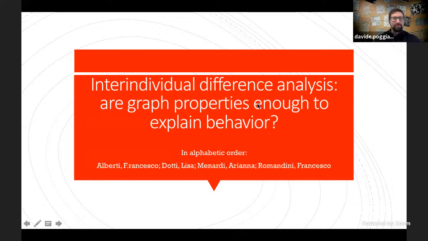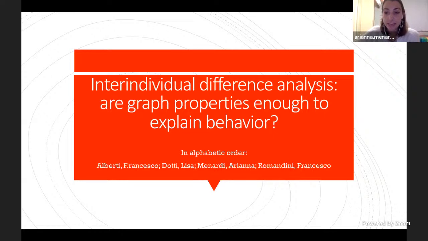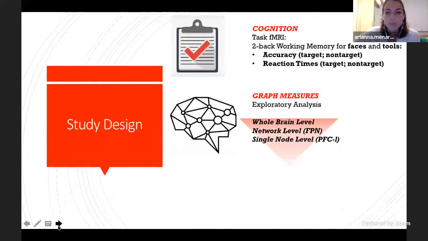So my group focused on the decorrelation between graph theory measures and behavior from the ACP dataset. In particular, what we did was to extract measures from task fMRI data, looking at the 2-back working memory for faces and tools, from which we looked at measures of accuracy and reaction times, both for the target and non-target stimuli, where non-target stimuli are simply stimuli that are novel in the presentation.